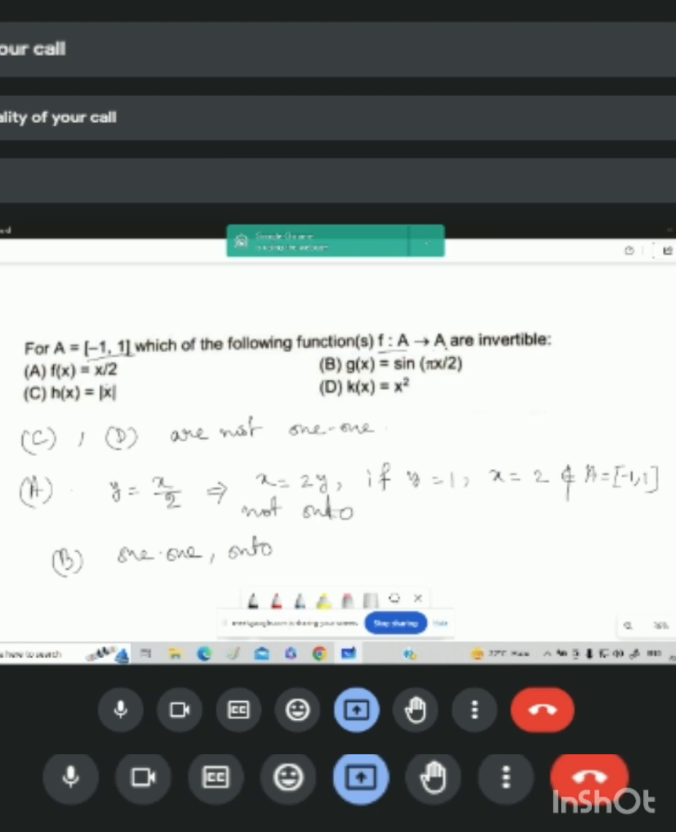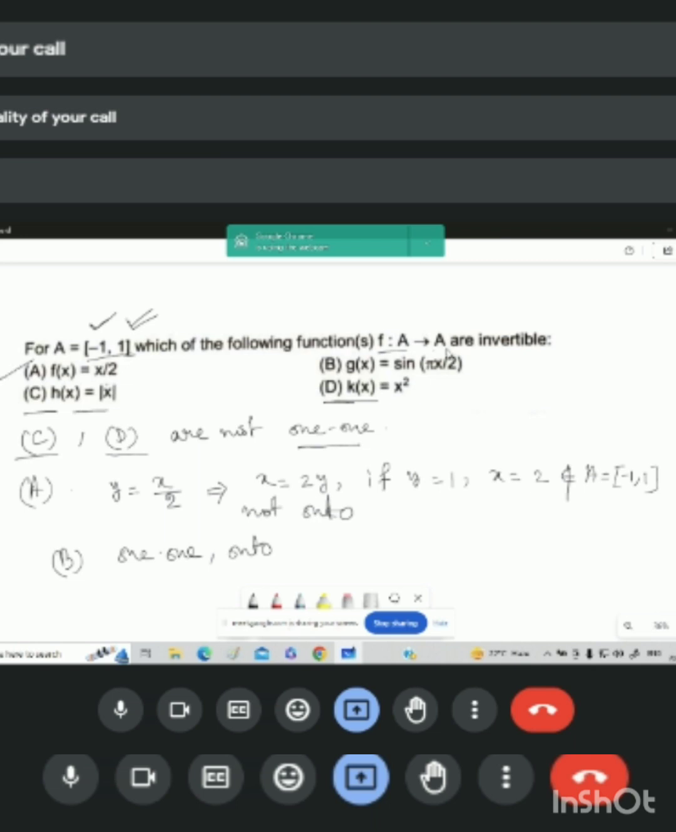Now, which of these four functions are one-one and onto? Clearly C and D are not one-to-one, because in both cases you see minus 1 has been mapped into 1 and also 1 has been mapped into 1 in case of C and in case of D also. So the two distinct elements minus 1 and 1 are mapped into the same element, that is 1. So C and D are clearly not one-to-one.